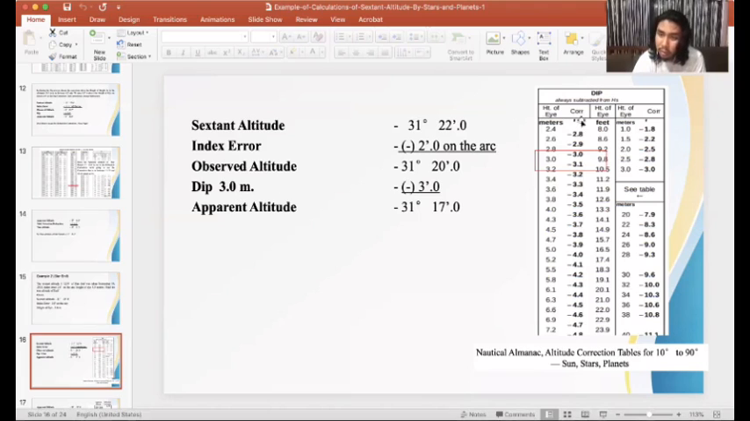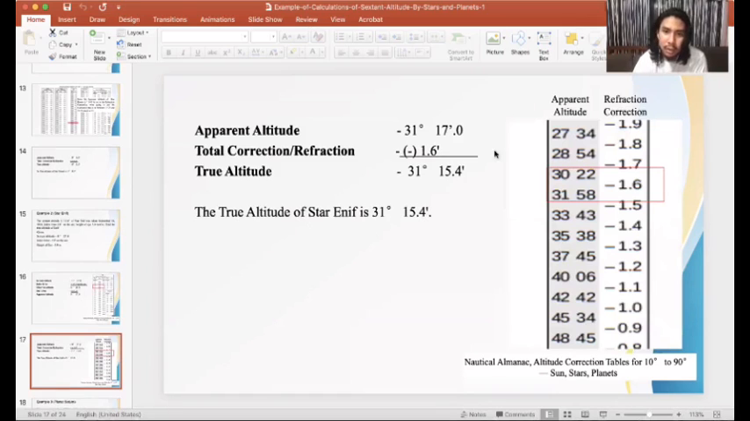So we subtract the dip from our observed altitude, which is 3.0, and there we can get our apparent altitude, which we have here is 31 degrees and 17 minutes. Next, the apparent altitude is 31 degrees and 17 minutes.